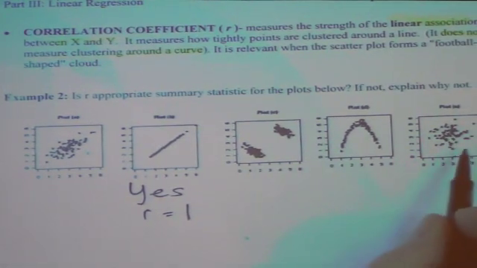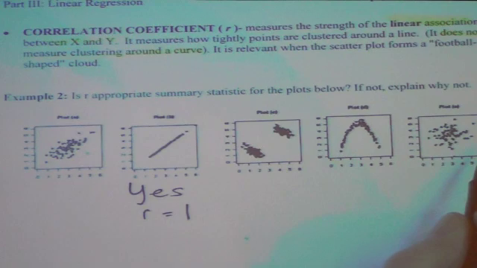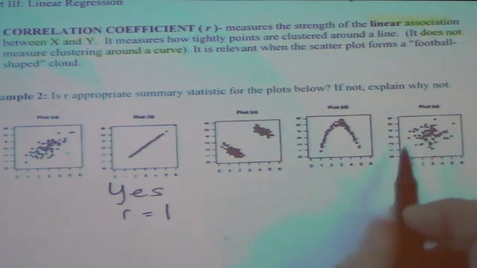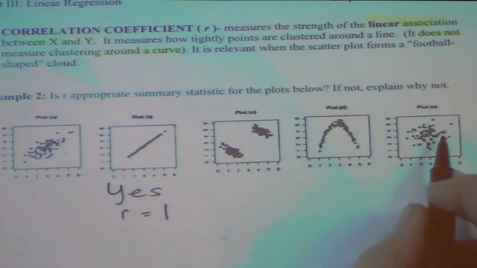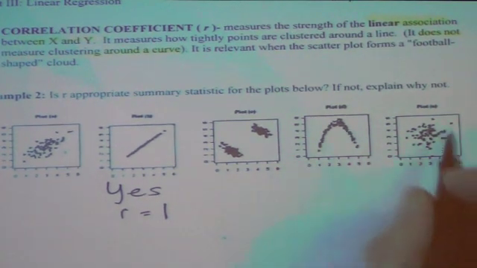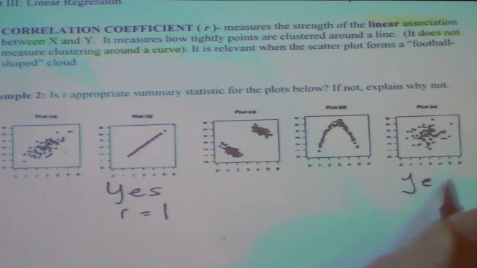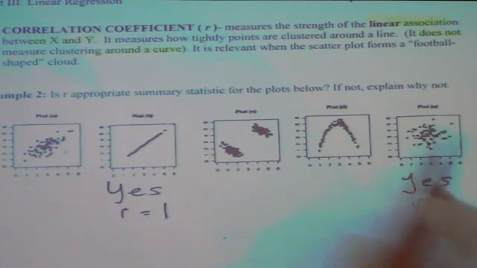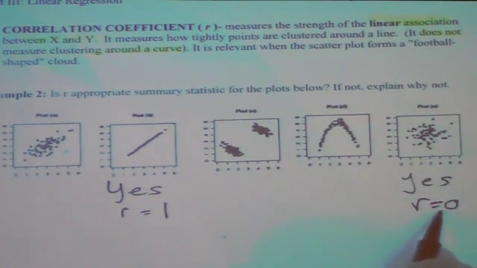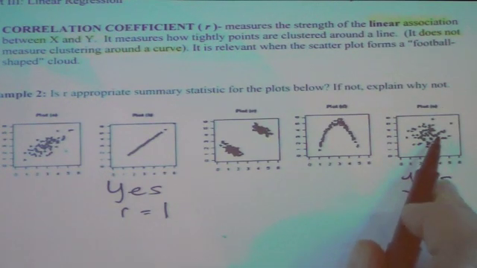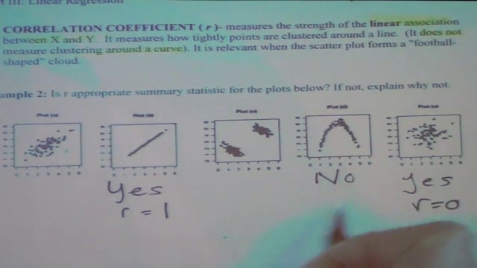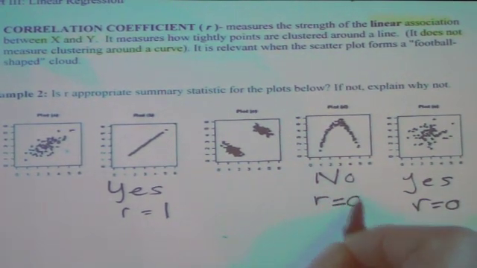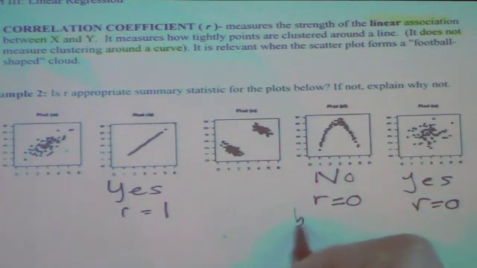I mean, they're all over the place. There's no pattern. Would the correlation coefficient correctly tell you there was no pattern here? Yeah, I think it would. It would say R equals 0 because there's no pattern. It would be appropriate because there really is no pattern. As opposed to this one, this would be no. You know why? Because R would say R equals 0, but there is a pattern.